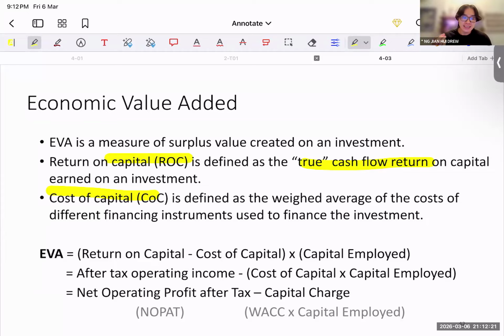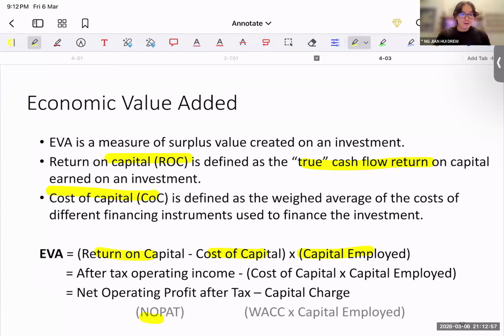Now, in terms of the EVA calculation, we start with the NOPAT, right? So how do we determine it? We can use the return on capital minus the cost of capital times the capital employed. Remember, it's very similar to what we see in residual income, where it is the return on equity minus the cost of equity times the book value of equity. Exactly the same, but instead we focus on the capital.